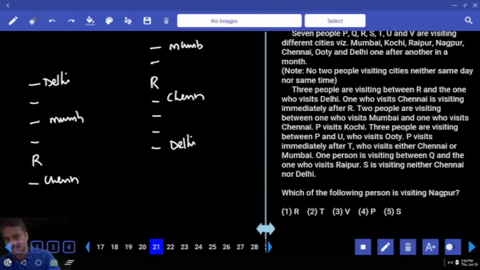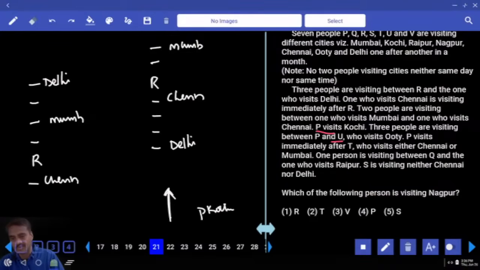Now in this case, how many persons were involved? 7. Here there are only 6. Then we need to focus on this 7. And 2 people between Mumbai and Chennai. Now P visits Kochi. Now what about this P? P is Kochi. 3 people between P and U, U who visits Ooty. Now P and U, there must be exactly 3 people.